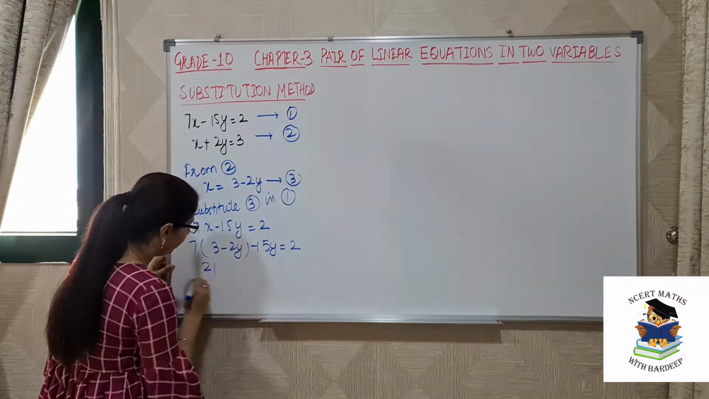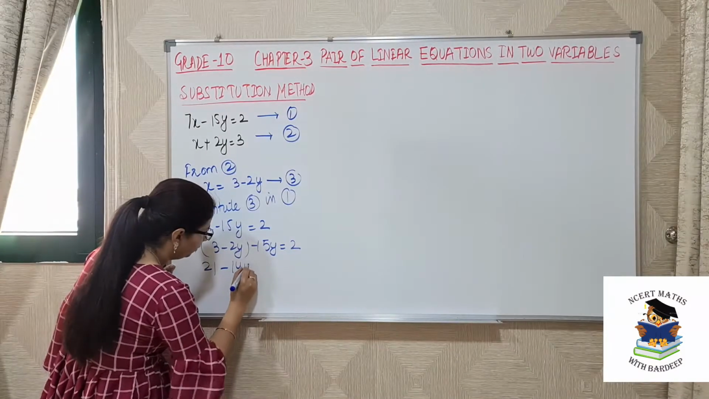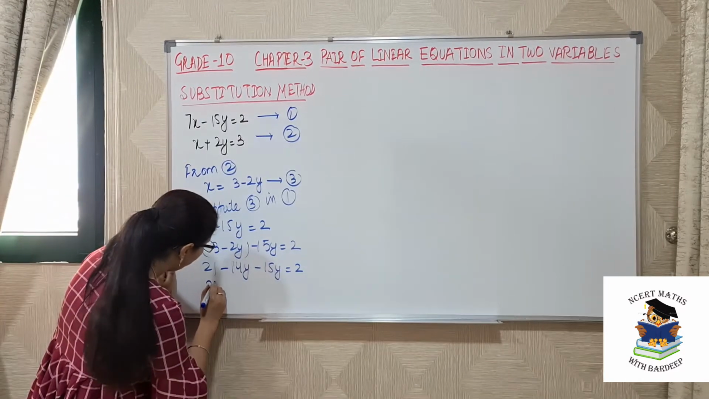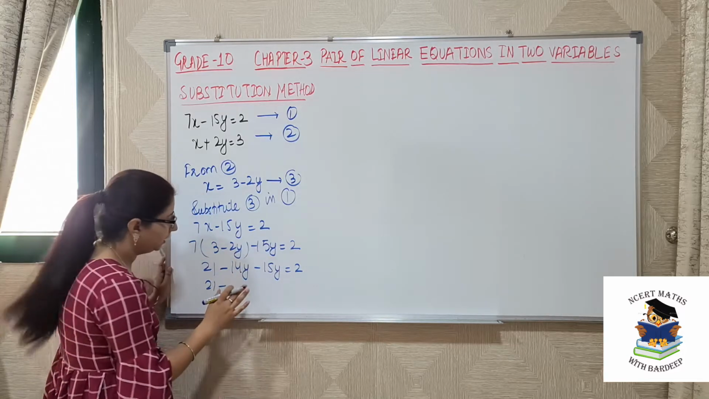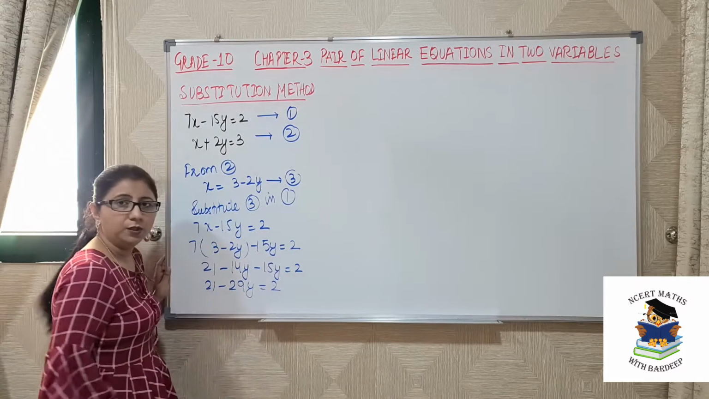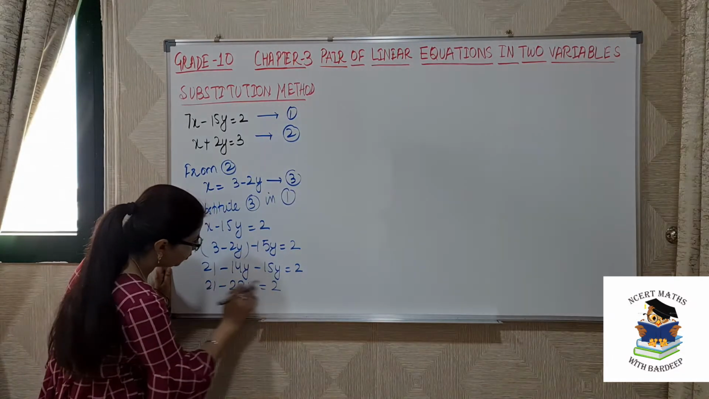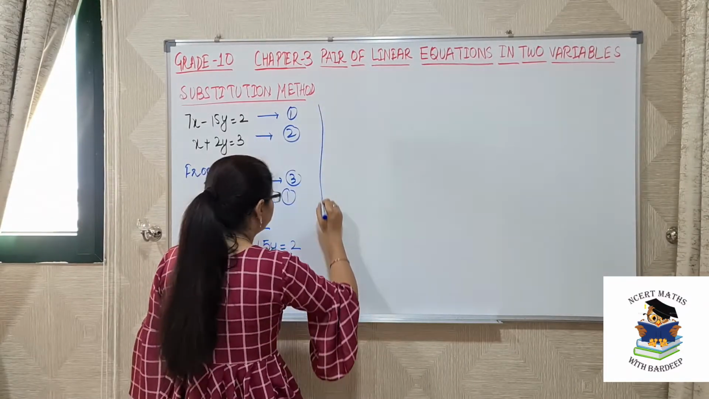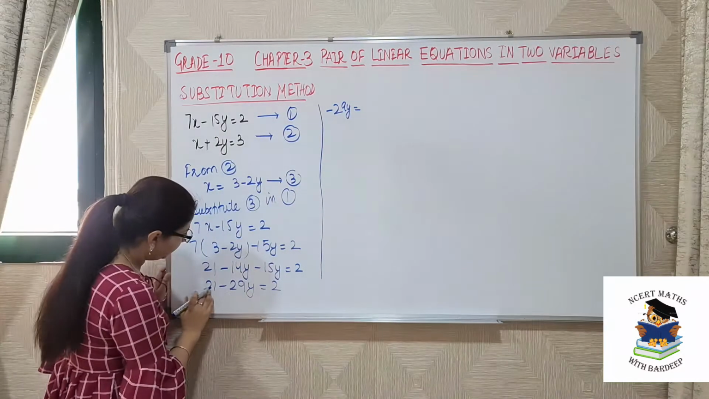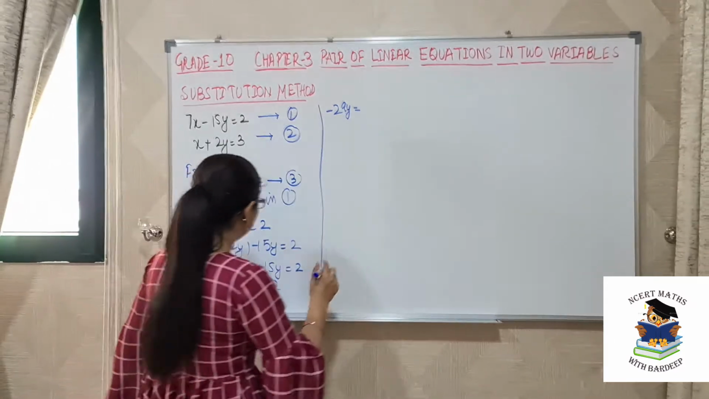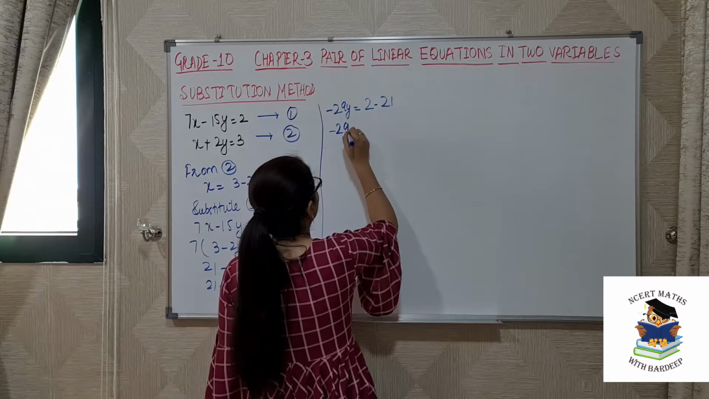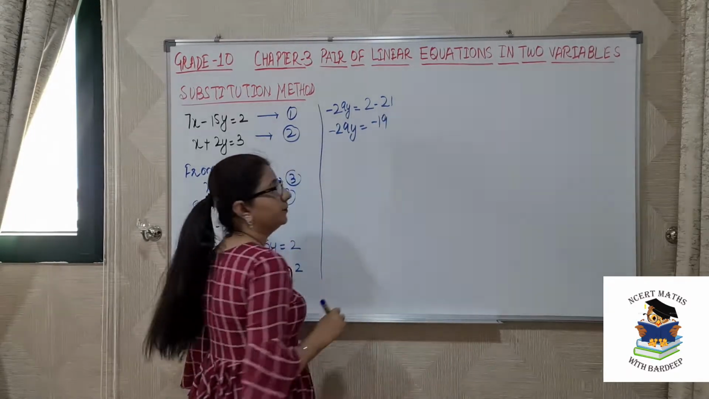Let's open this. 7 into 3 is 21. 7 into 2 is 14, minus 15y equals 2. So now 14y and 15y are similar terms with negative sign. So it will be minus 29y plus 21 equals to 2. So now we will shift this 21 to other side. Minus 29y will be kept on left hand side. So this 21 will move to right hand side. So this is 2 minus 21. So what is 2 minus 21? This is minus 19. Okay.